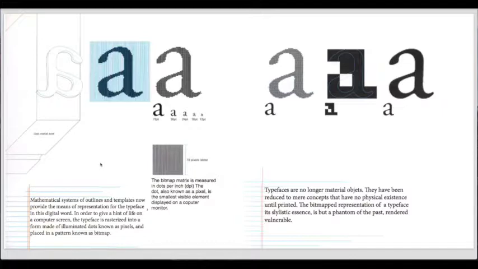These faces are no longer material objects. They have been reduced to mere concepts that have no physical existence until printed. The bitmaps produce a typeface and stylistic essence, a good protector of the past, rendered vulnerable.